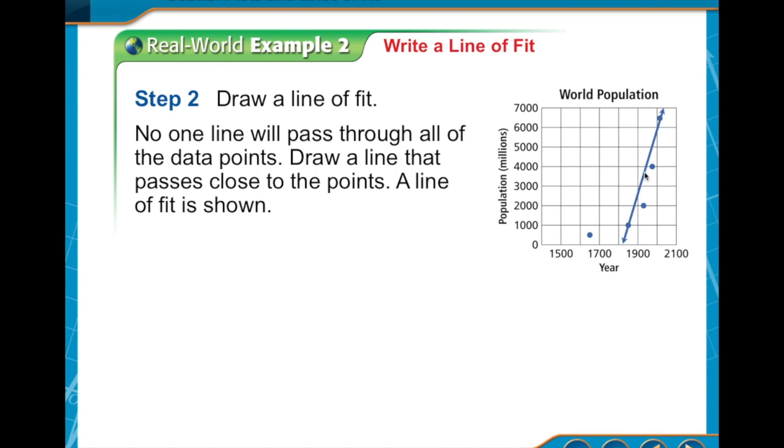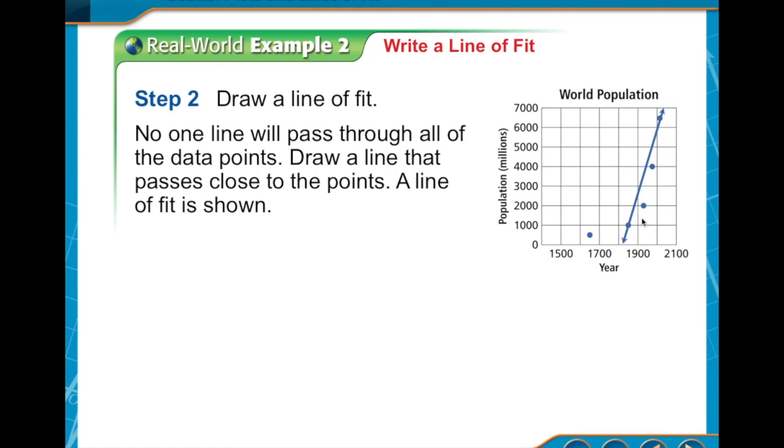So it should look something like this for these data. Now when you're drawing the line of fit, notice it has to be a straight line, and our plots in real-world data will never be perfect. So no one line will pass through all of the data points. So we draw a line, it just needs to be close to most of them. So here's an example of that.